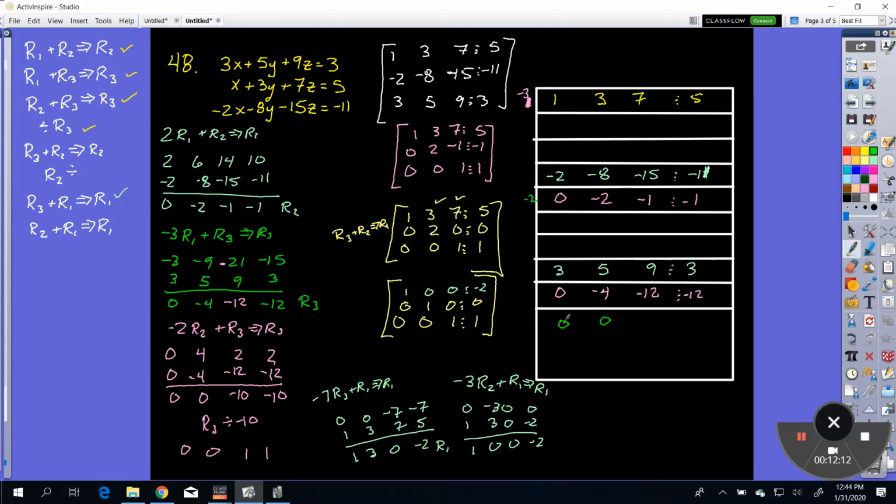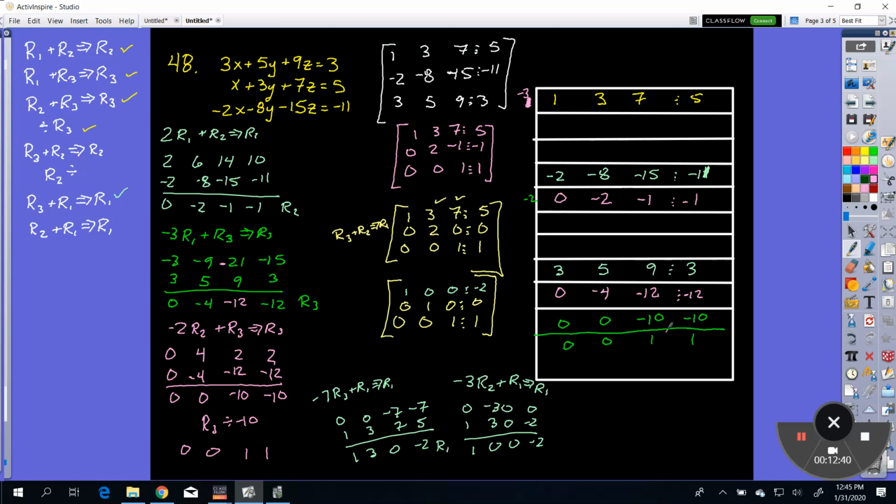Negative 2 times 0 is 0, and plus 0 is 0. Negative 2 times negative 2 is plus 4. Add it to this negative 4, makes 0. Negative 2 times negative 1 is positive 2. Add it to negative 12, makes negative 10. Negative 2 times negative 1 is positive 2. Add it to negative 12, makes negative 10. So now I just divide everything by negative 10. That makes 0, 0, 1, 1.